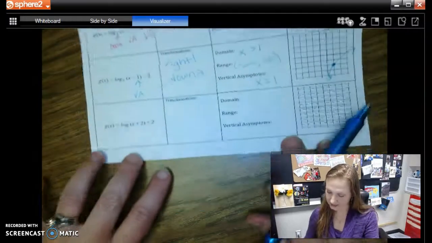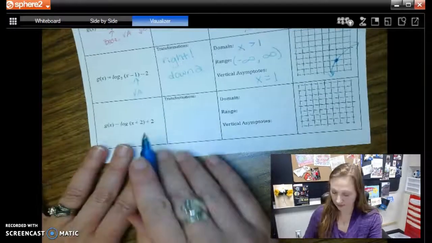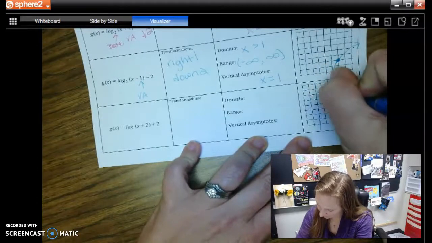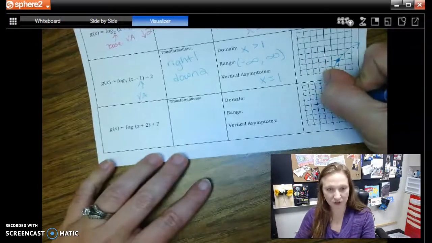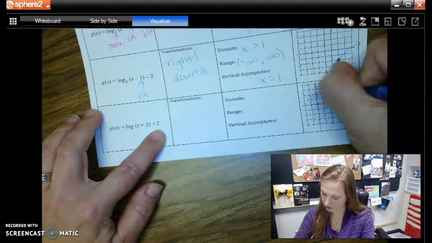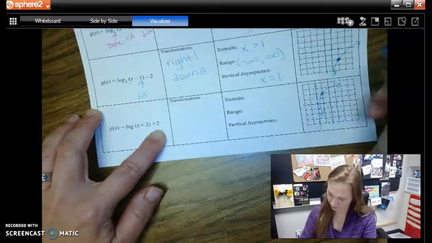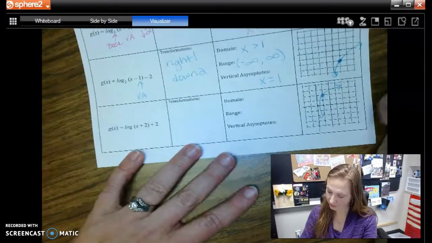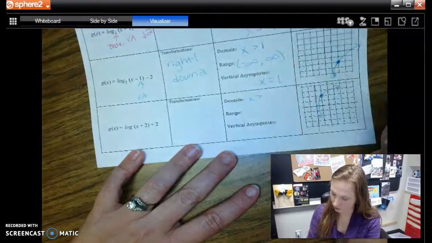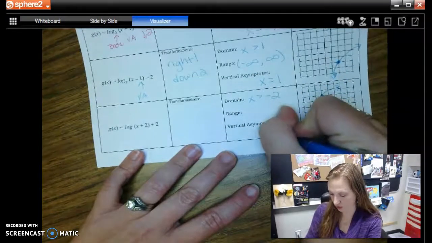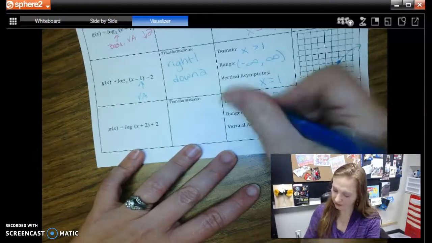All right, last example. We have a vertical asymptote at -2. The key point is always 1 to the right, and this time I'm going to shift it up 2. The domain should be all the x's greater than -2 for the vertical asymptote at -2, and the range again is all real numbers.